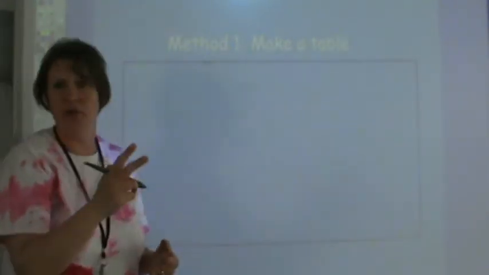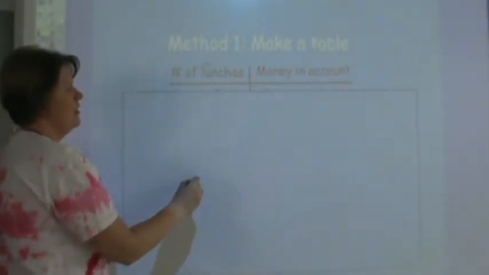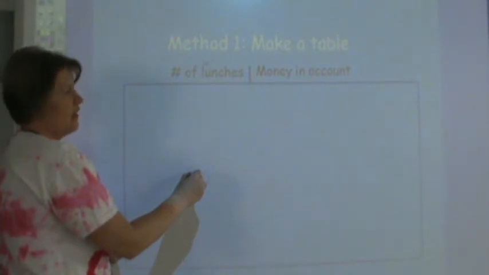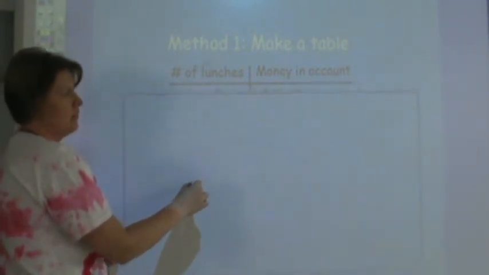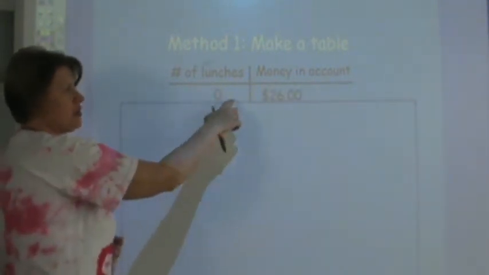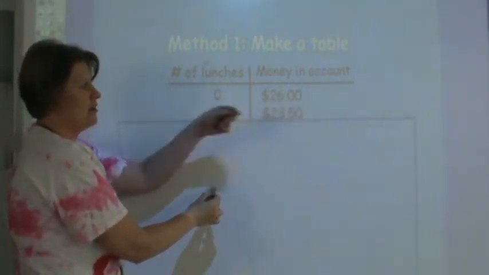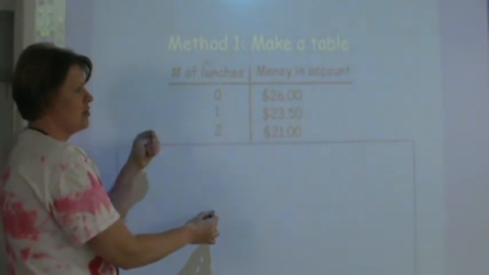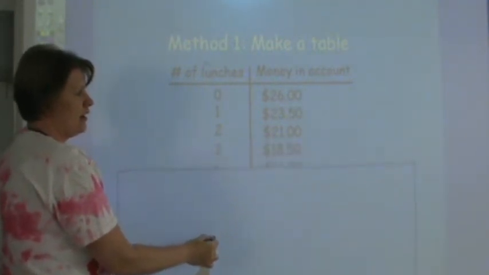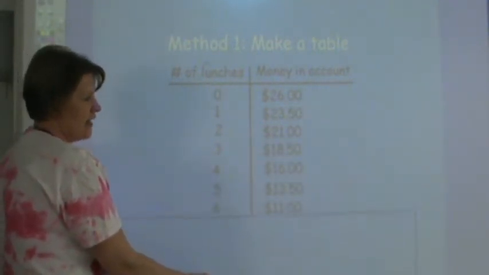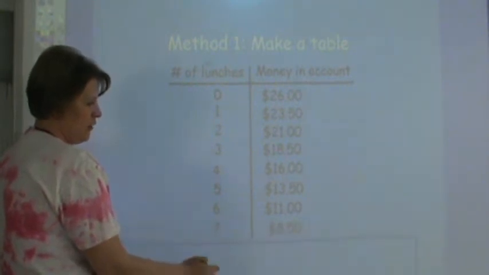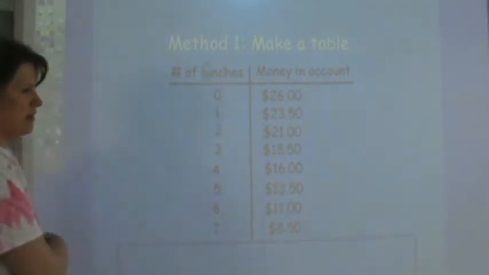We have to think, what are our two things? It's going to be the number of lunches you've eaten so far and the money in your account. If I eat no more lunches, I still have that $26 in there. If I eat one lunch, it'll be $23.50. If I eat 2 lunches, it'll be $21. I'm going to keep going until I get below $10. I'd have to go all the way down to 7 lunches to be below $10.